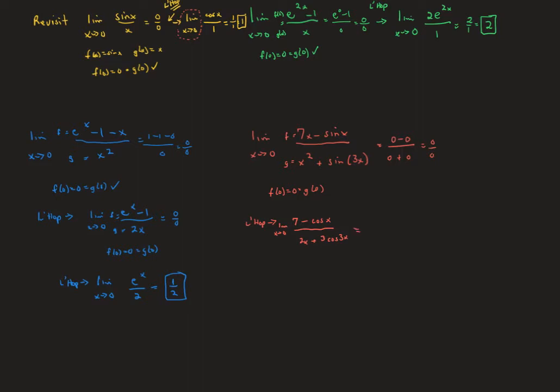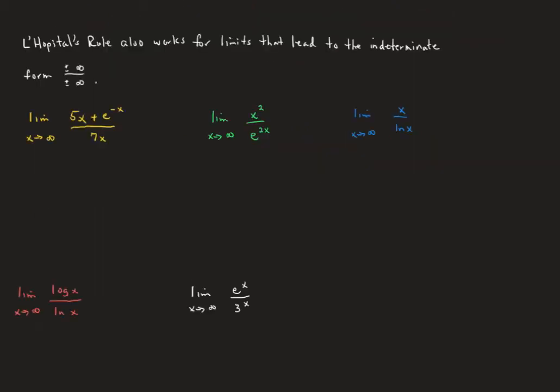Now we can direct substitute in the 0. 7 is still 7, minus cosine of 0 is 1, over 2 times 0 is 0, and 3 times cosine 0 is 3. So that's going to be 6 over 3, which is 2. There's our limit. Okay, let's look at the next panel.